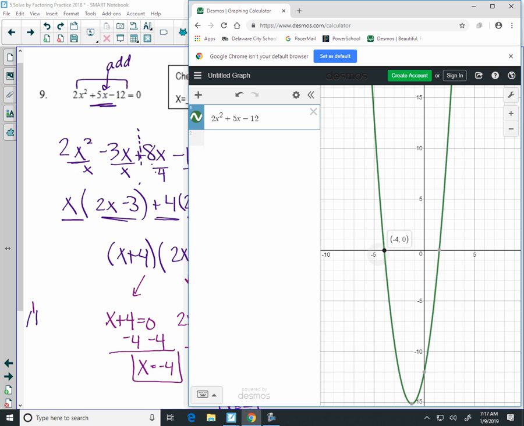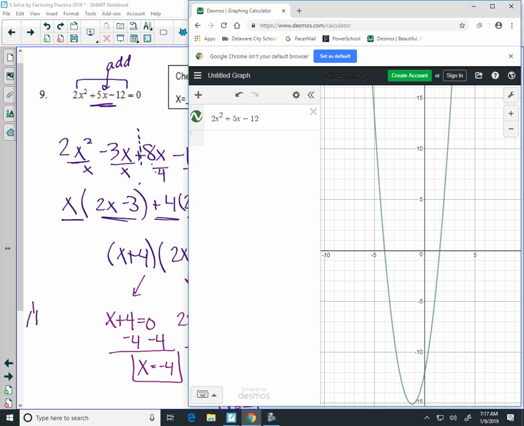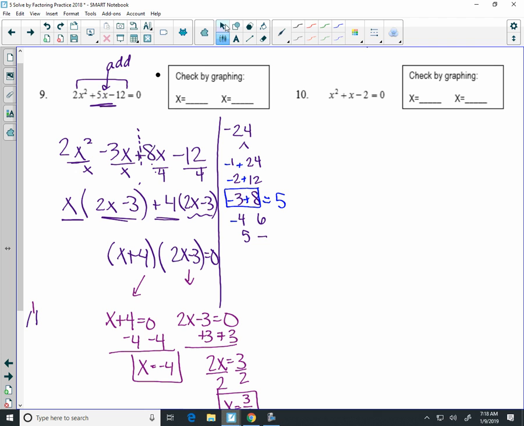And my smartboard is not orienting today. So if I seem like on this video I'm having a little bit of a struggle, it's kind of the case. So here, if we click, our solutions are at -4 and 1.5. So up in our check by graphing box, we can type in or write in -4 and 1.5. And that absolutely matches what we found by factoring.